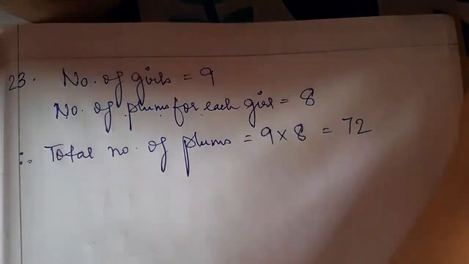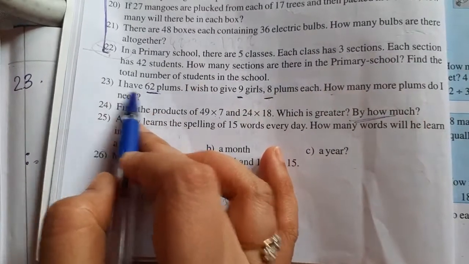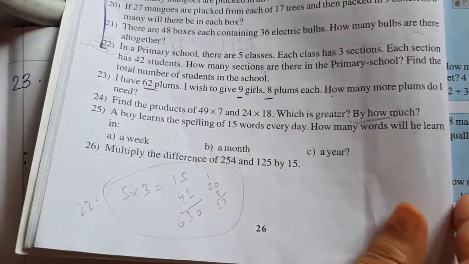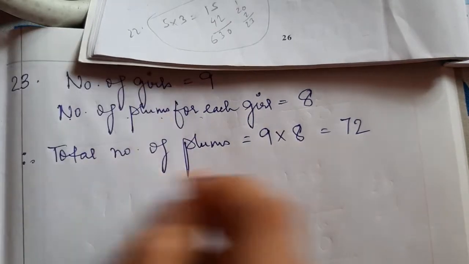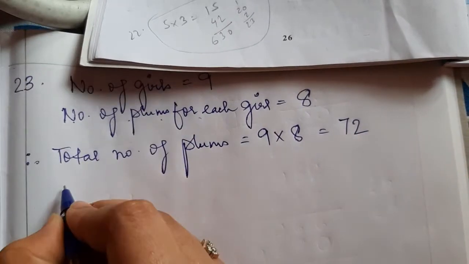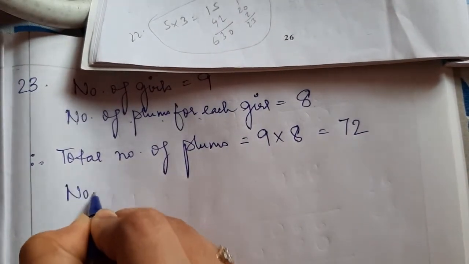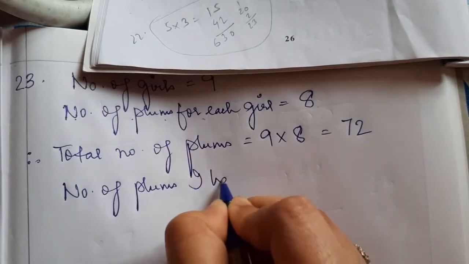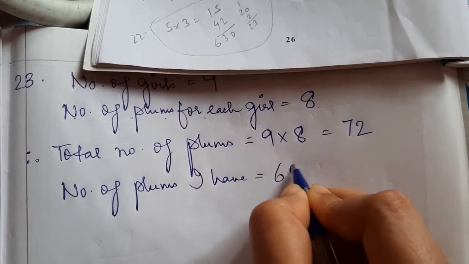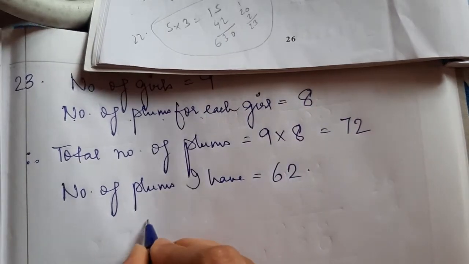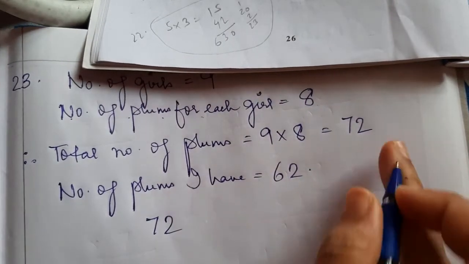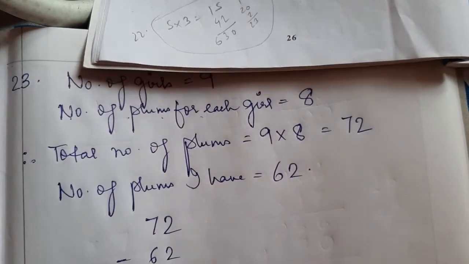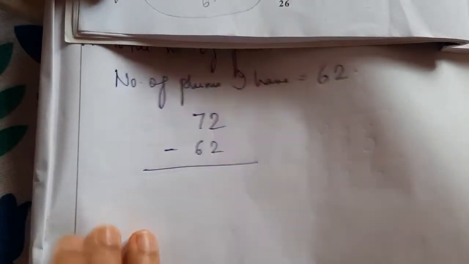But how many do I have? I only have 62 plums. So how many more do I need? Total number of plums 72. Number of plums I have is equal to 62. So what do we have to do now? We have to subtract 62 from 72, sorry. So what will be the answer then?